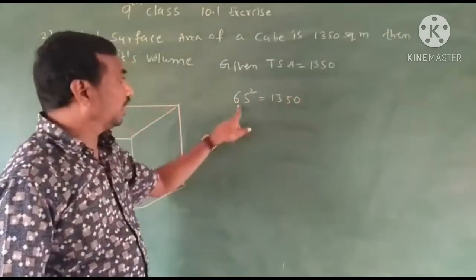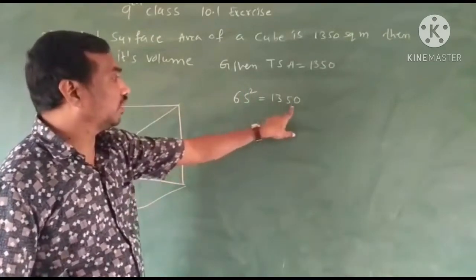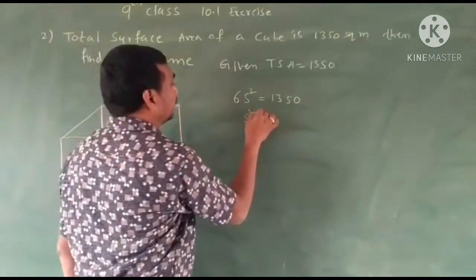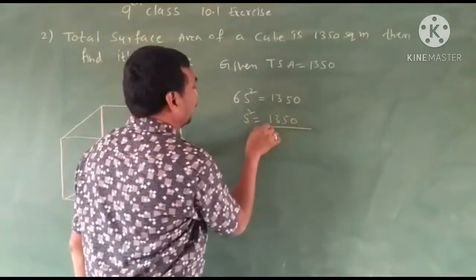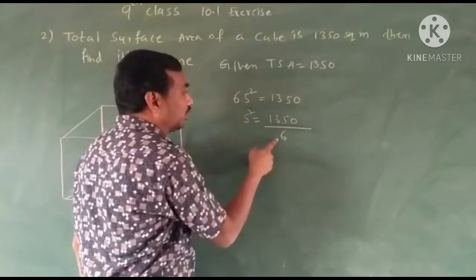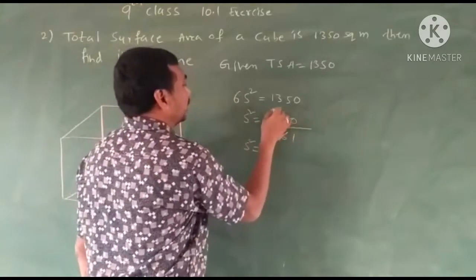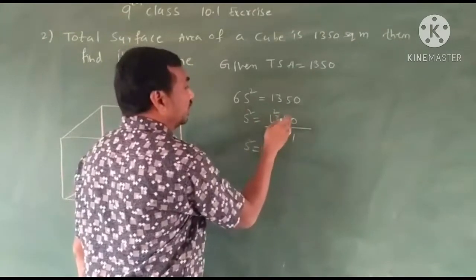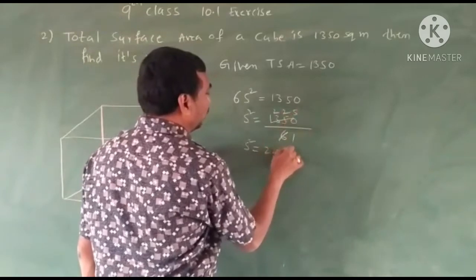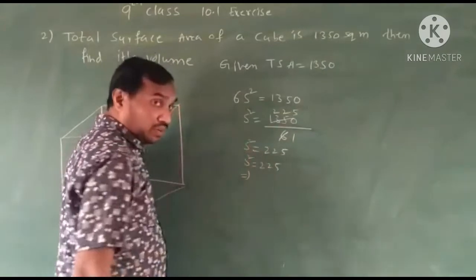So now we can find the value of s using this equation. So 6s square equal to 1350. Again, this s is the unknown variable. We can find s by using s square equal to 1350 divided by 6. If 6 comes to this side, it will be in the denominator, that is division. So s square equal to 1350 divided by 6, which is 225. s square equal to 225. Then please, what is s square?